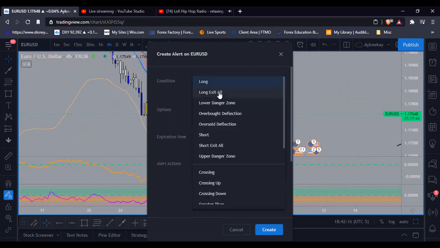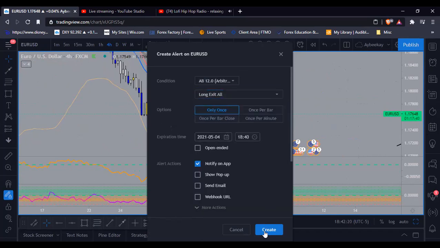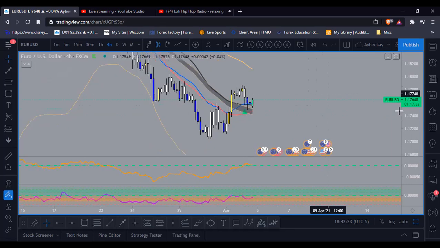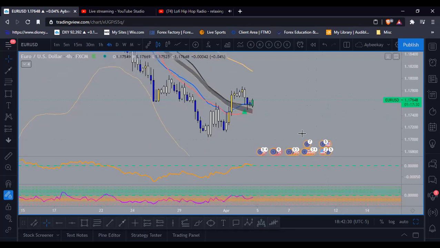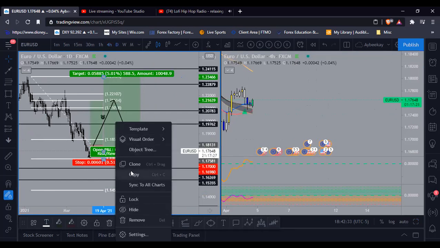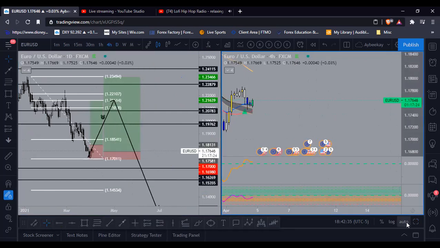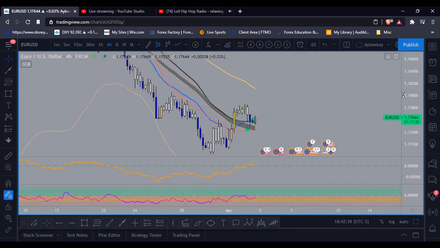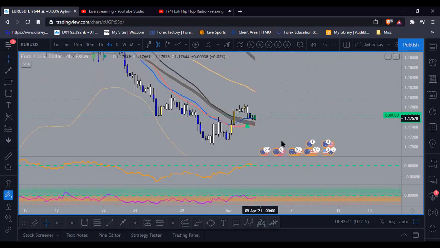So this is going to be a long exit all, and I'm only going to set it for once. So once that gets set off, that'll be like, yo, you got to watch out because now your USD might really fall. Let me not even say anything. This trade right here is going to be very identical with this of how I would set my stop loss.